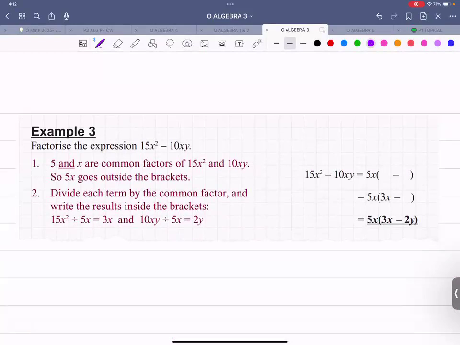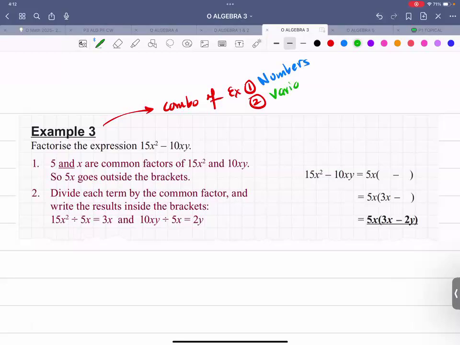Now look at example 3. Example 3 is a combo of example 1 and example 2. Not only will you take numbers common out, you will also take the variables common out. So you will be taking common of both the things. That's how the examination question is built.